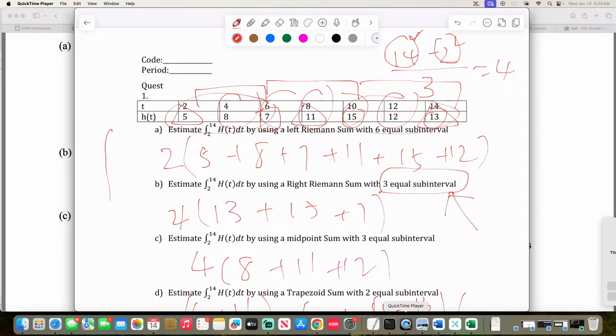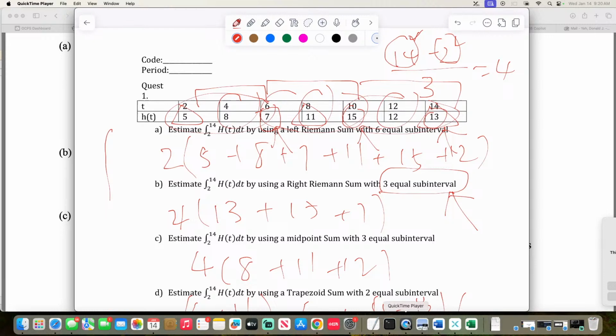What number did you use for the right one? What's the middle number? 15. Plus what, 7? Yeah. So I go backwards, right? I go this one, I go this one, and I go this one, because I leave the left end point alone.